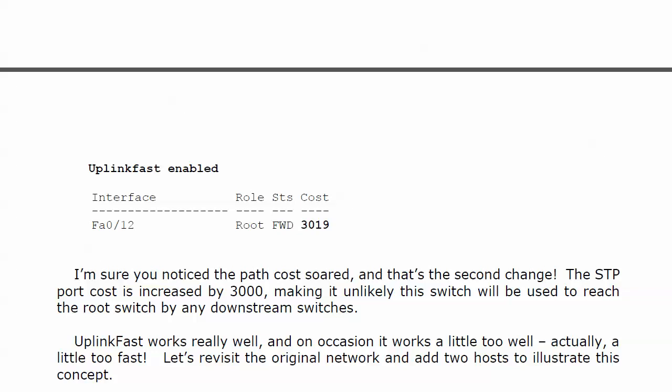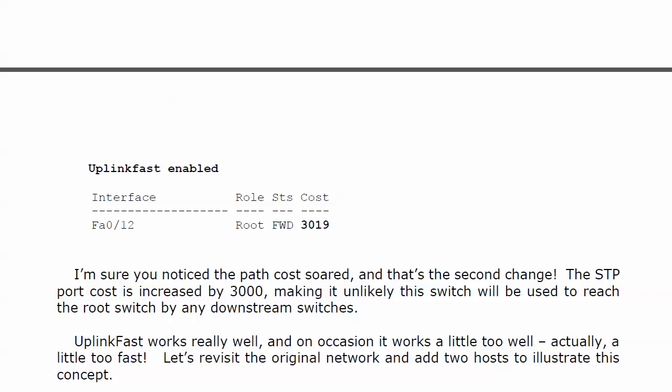So you're really saying when you enable uplink fast on a switch, what you're saying is, I don't want this to be the root, the priority is going to go up, and I don't really want it to be used to reach the root by downstream switches. Now uplink fast works really well, and on occasion it can work a little too well, and that's where that one option comes in.